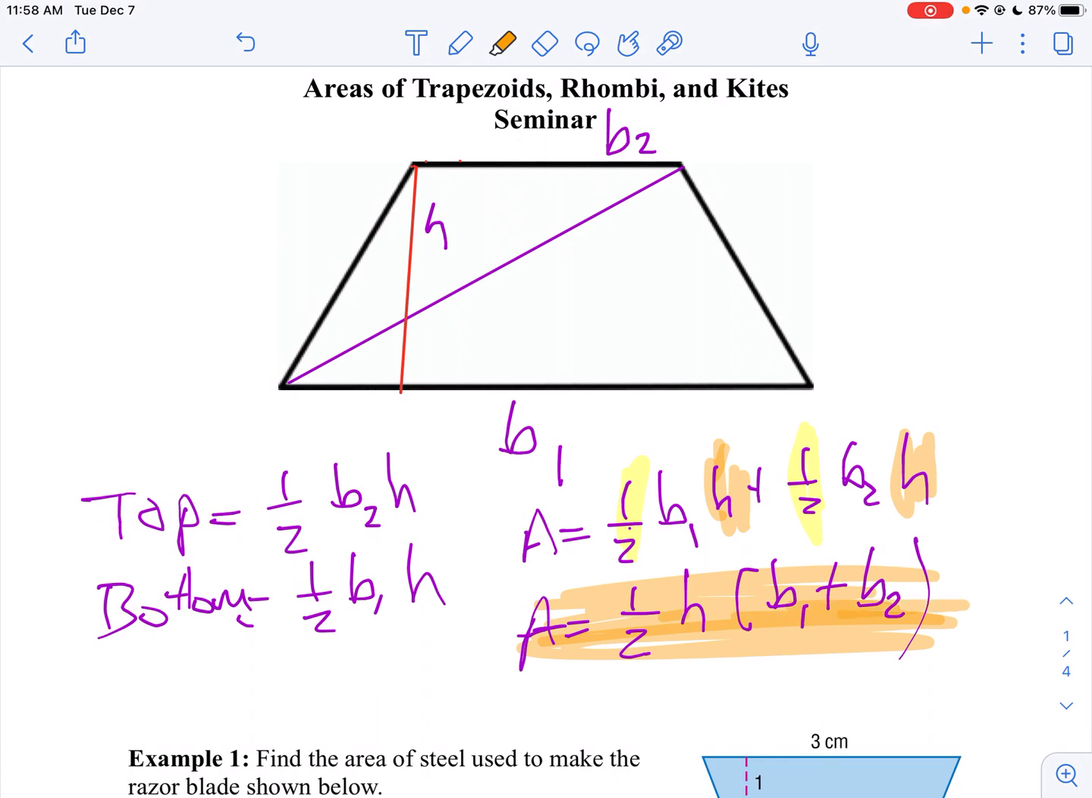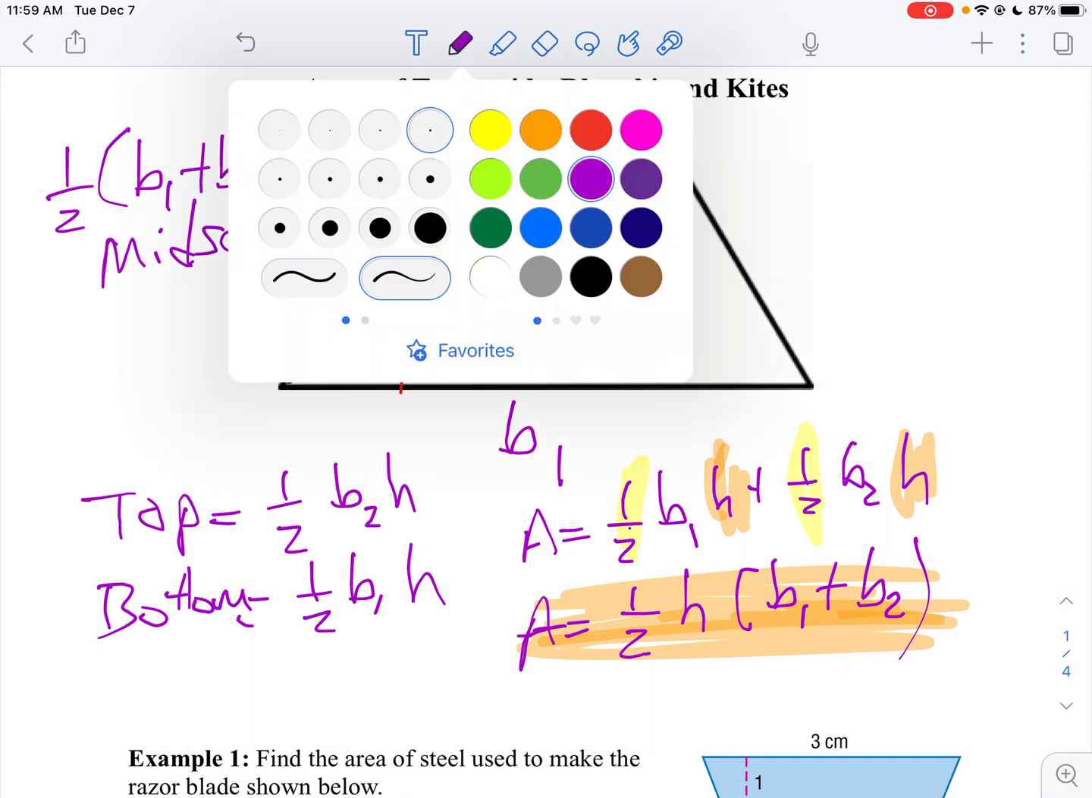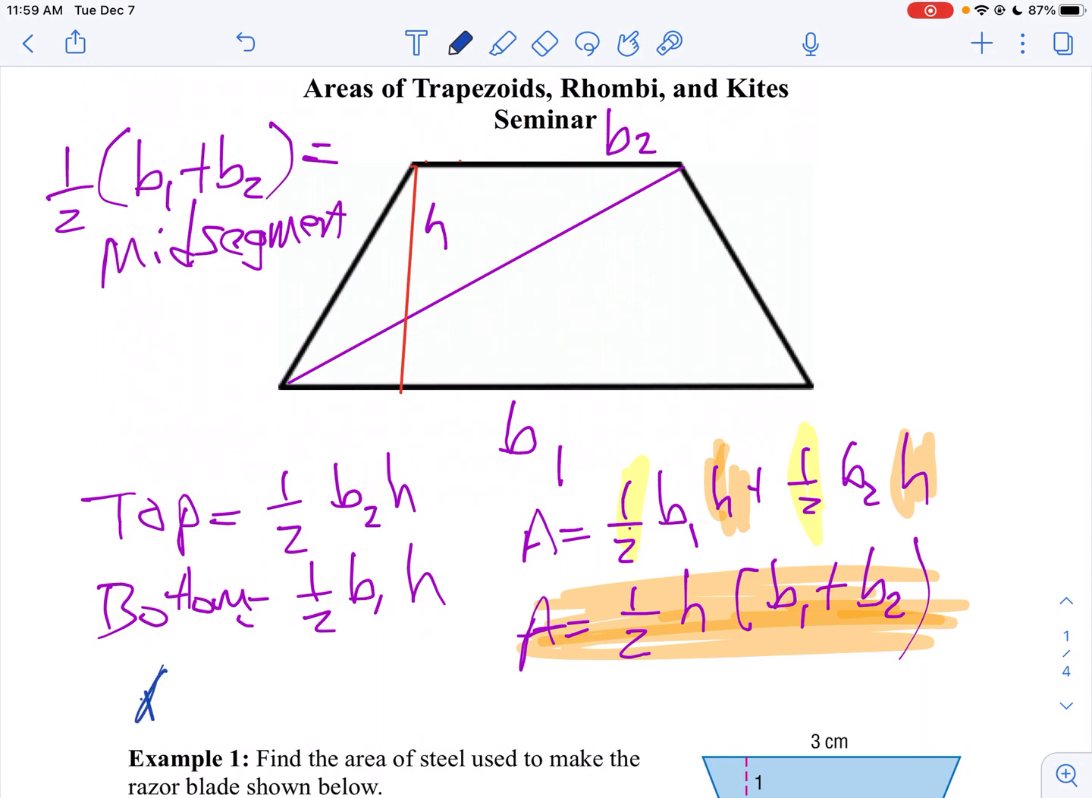Now, you also notice if I take the sum of my bases and I take half of that, if I just do 1/2 times base 1 plus base 2, well, that's the same thing as the mid-segment, isn't it? So an alternate way of finding the area of the trapezoid is going to be my mid-segment times the height. Either formula will work.